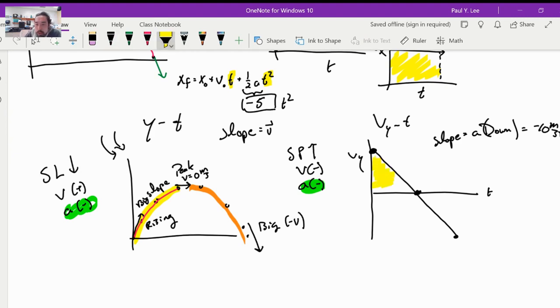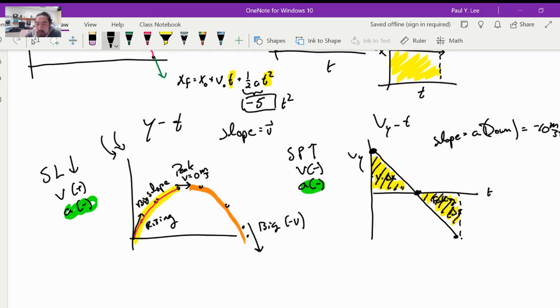Now, same ideas, area under the curve. I'm going to highlight it here. So we have this highlighted portion. This is the vertical displacement as it was going up, and this right here, this is the falling displacement. One of the things that I want you to see is that the amount that it went up is equal to the amount that it falls.